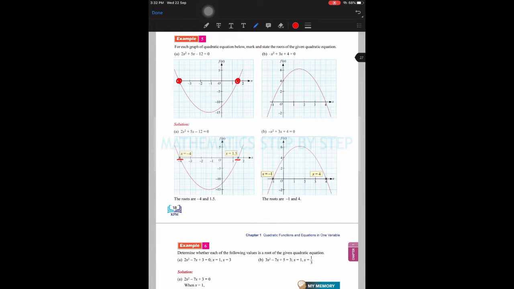Now let us identify the coordinates of the roots. The second step is to state the roots. In this case, we know that x equals to -4 here, x equals to 1.5 here, or you can write it as 3/2. Let's proceed to b. -x squared plus 3x plus 4 equals to 0. We can see that this is the first root and this is the second root. This root is x equals to -1, and this root is x equals to 4, okay?